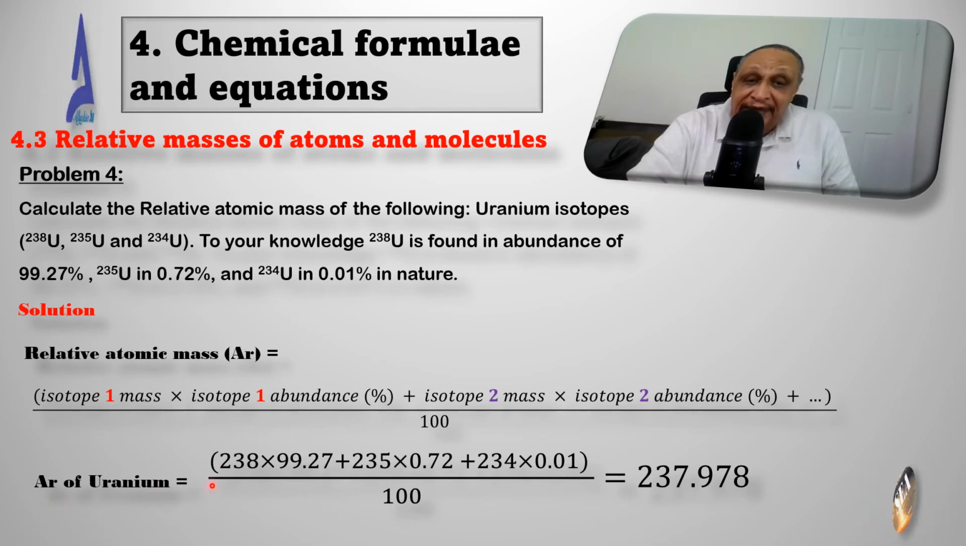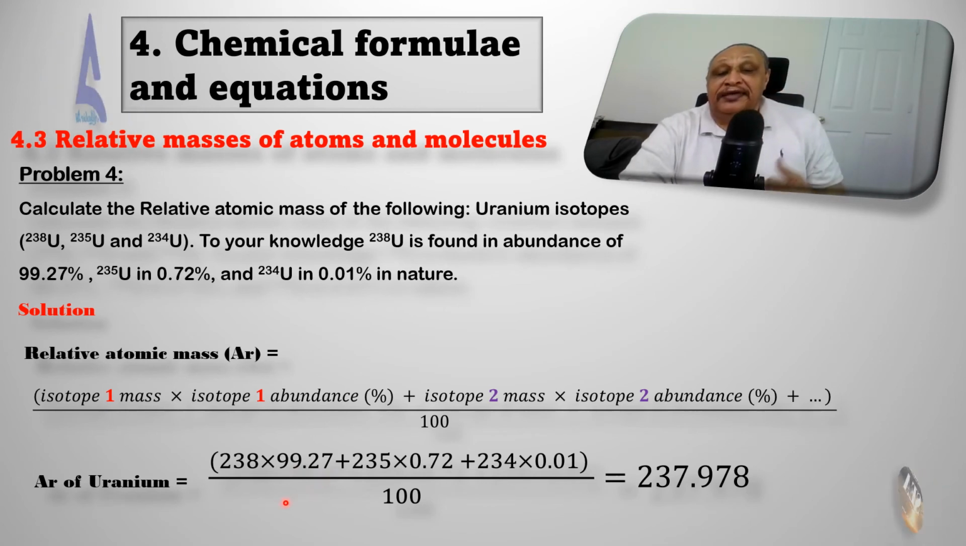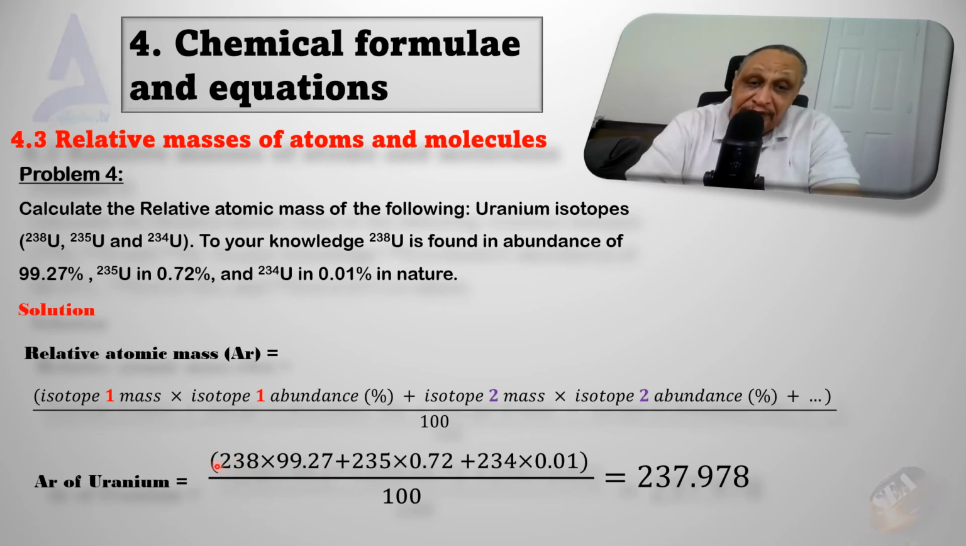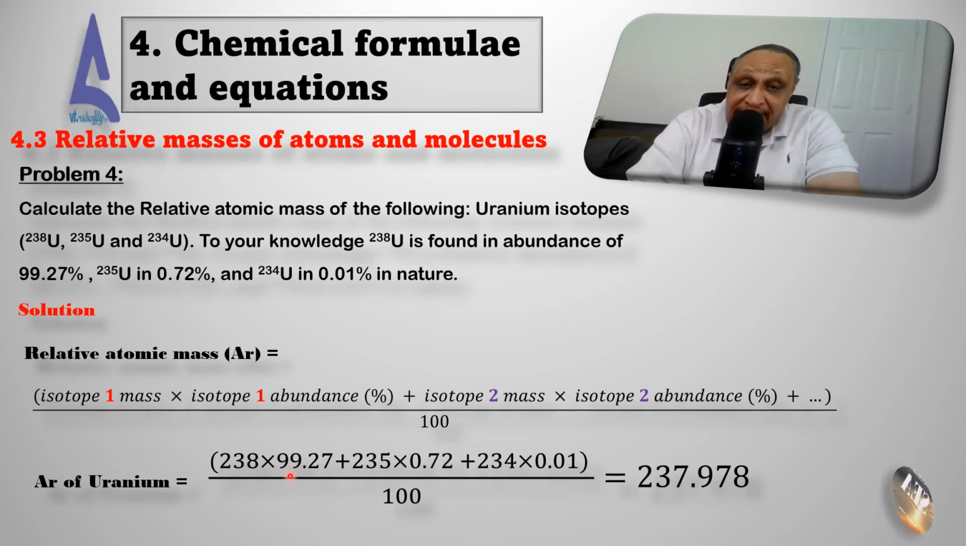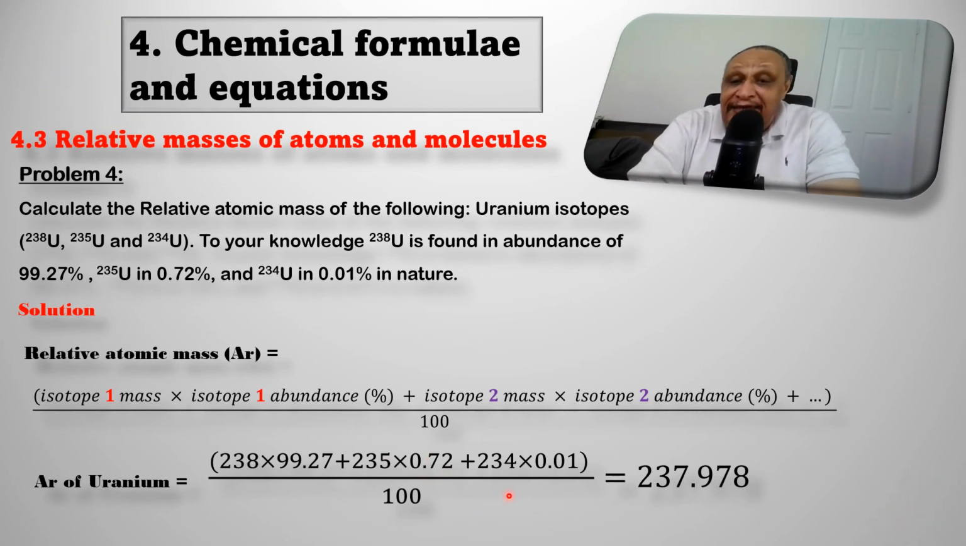Relative atomic mass of uranium equals 238 multiplied by 99.27, because this is the mass of the isotope, and this is the contribution, or the abundance, of the isotope in nature. Now plus the other isotope, 235, multiplied by its abundance percent, and the third one the same thing.